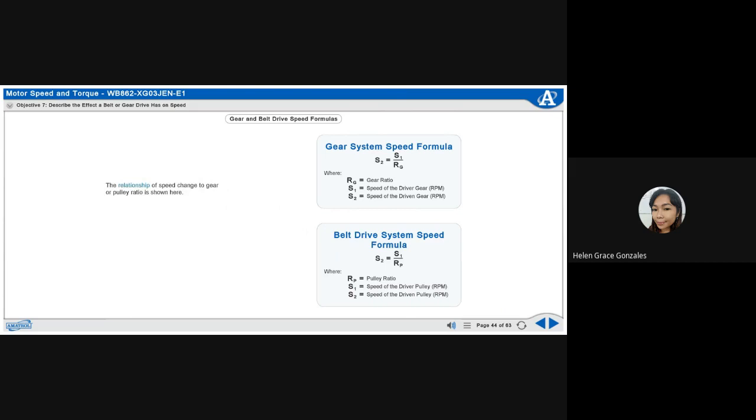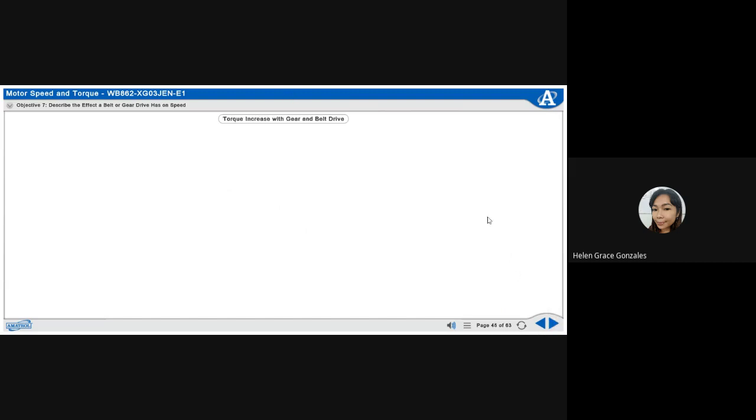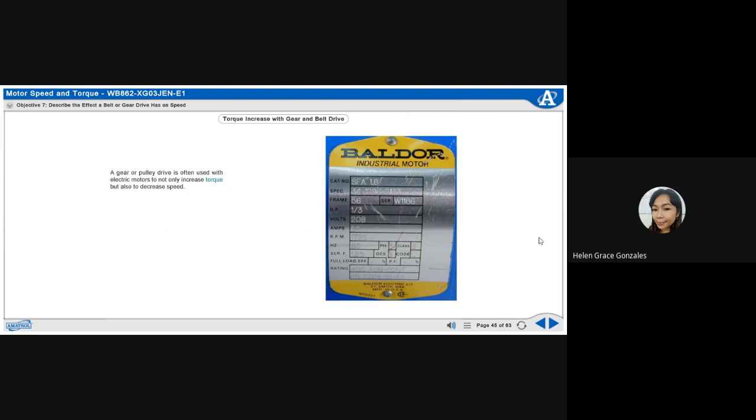The relationship of speed change to gear or pulley ratio is shown here. The speed formulas and the ones for torque show that a drive system causes speed to decrease when torque is increased and vice versa. A gear or pulley drive is often used with electric motors to not only increase torque, but also to decrease speed.